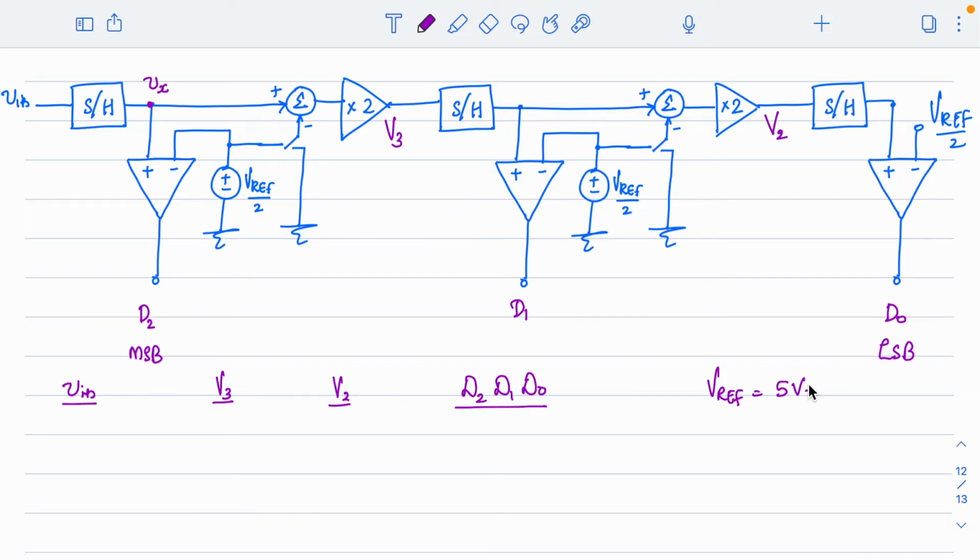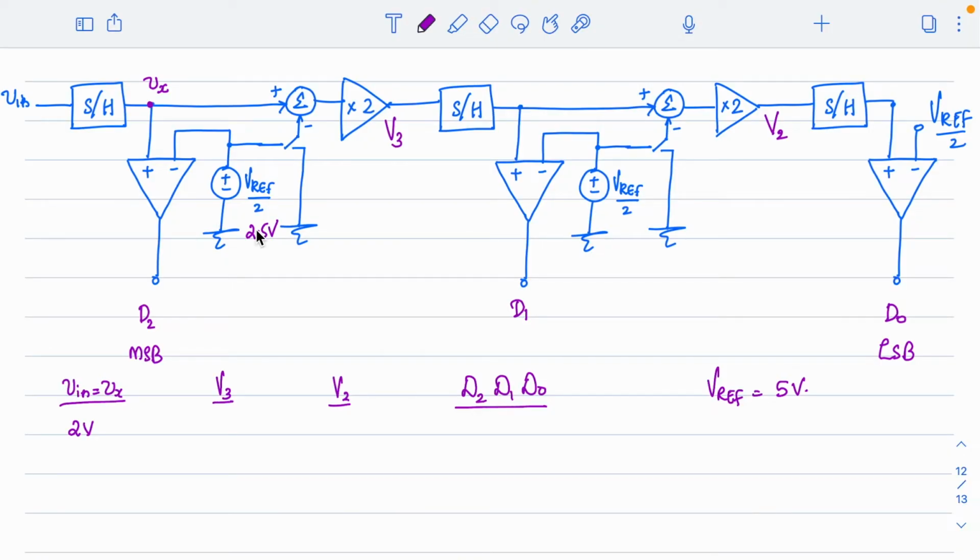Now let's look at the conversion process, how it happens for some sample input voltages. Let me start with a 2 volt input signal. The input voltage available here is 2. Instead of V, I will write Vx for more clarity. I am considering both the input voltage and the sampled voltage as the same, at least for now. It is 2 volt. Now what is my reference voltage here? Reference is 5, so this will be 2.5 volt, right?